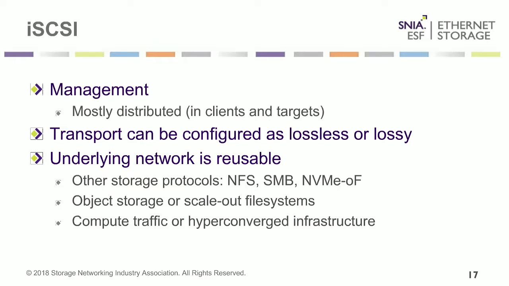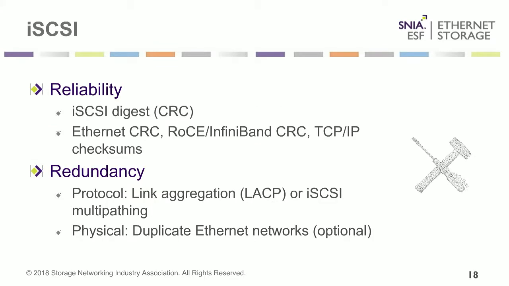Ethernet is used for lots of things all the time. Other storage protocols, you can use it for scale-out file systems, or for compute traffic or hyperconverged infrastructure. These can all run on Ethernet in addition to iSCSI. So they don't run on iSCSI, but iSCSI and these other types of storage protocols or non-storage traffic can share the same Ethernet network.